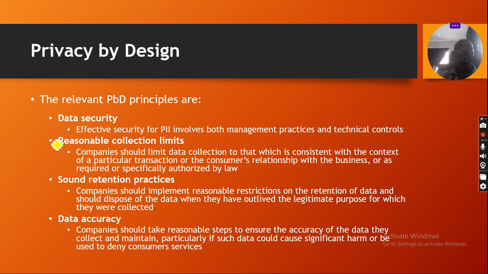Okay. Now, number two that we look at among the relevant privacy by design principles is reasonable collection limit: the level upon which the company can collect, and how consistent you are with the context of the transaction, of the relationship you have with the business and with the consumers you collected this data from, and the laws or the authorizations you have, the limit and the level that you have to collect this data.